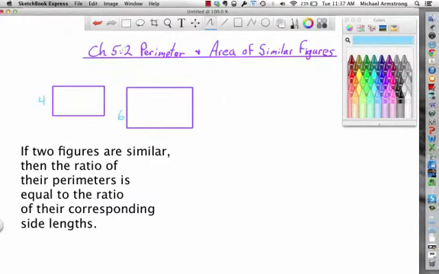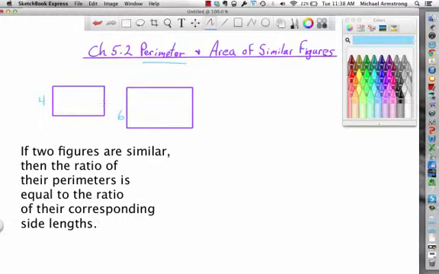Okay, chapter 5.2, perimeter and area of similar figures. So first let's look at perimeter. If two figures are similar, then the ratio of their perimeters is equal to the ratio of their corresponding sides.